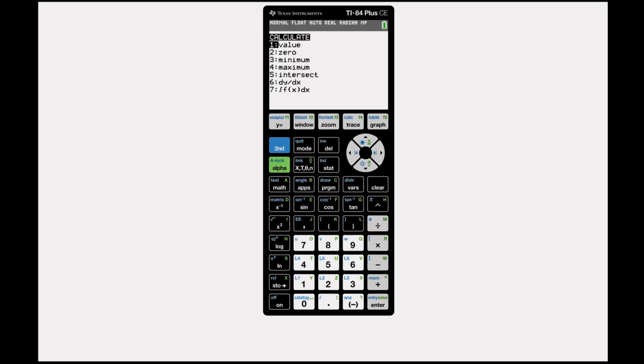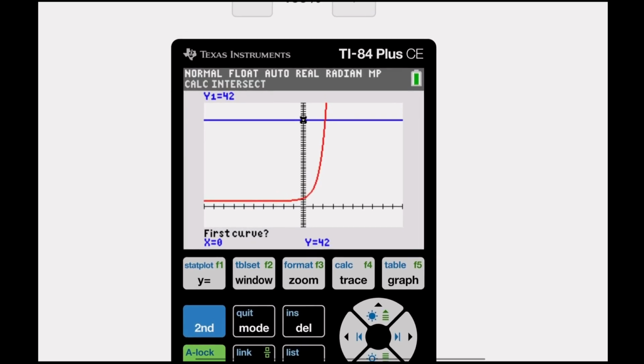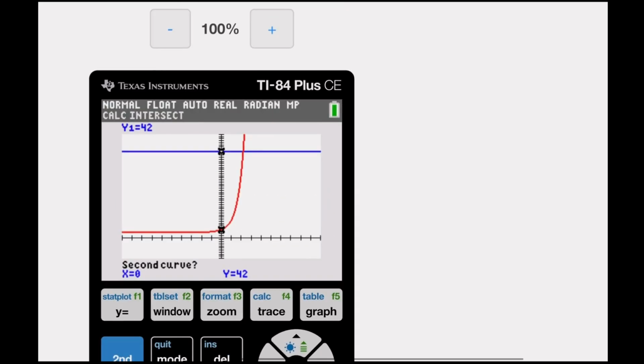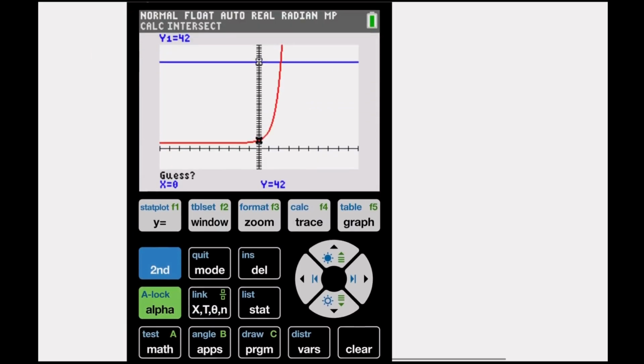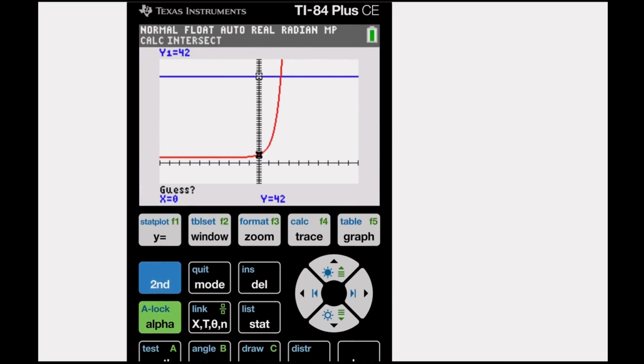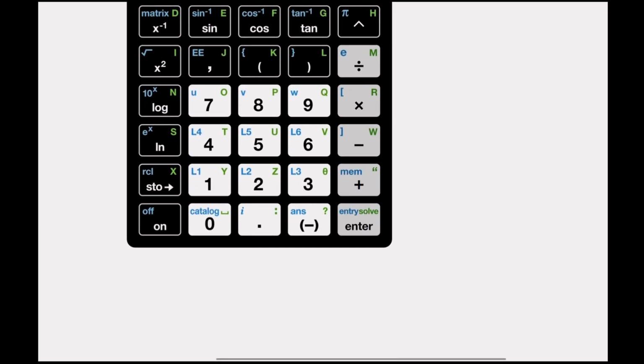So number 5 in the list. If you look on the top corner here, it's asking us, is 42 one of your equations? Hit enter. And it'll ask you for the other one. I touched my screen, so I mucked it up. And then it says you can guess if you want. I don't care to guess. Just tell me the answer. So then hit enter again.